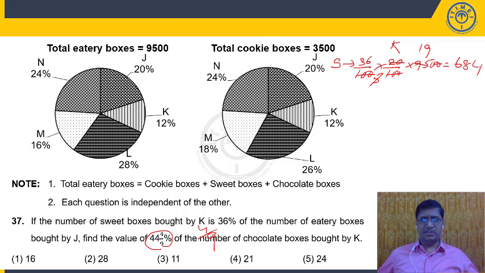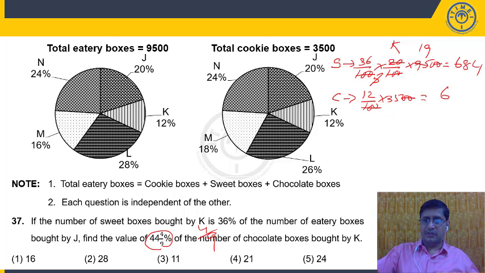Okay, chocolate boxes. Cookies, how many here? Now let me find the cookies. How many cookie boxes does K have? K's cookie boxes is 12%. 12% is 12 by 100 of 3500. So cancel this. Now what is the discussion? 2 times 35 is equal to 70. 12 by 2 is equal to 6. 6 into 7 is equal to 420.